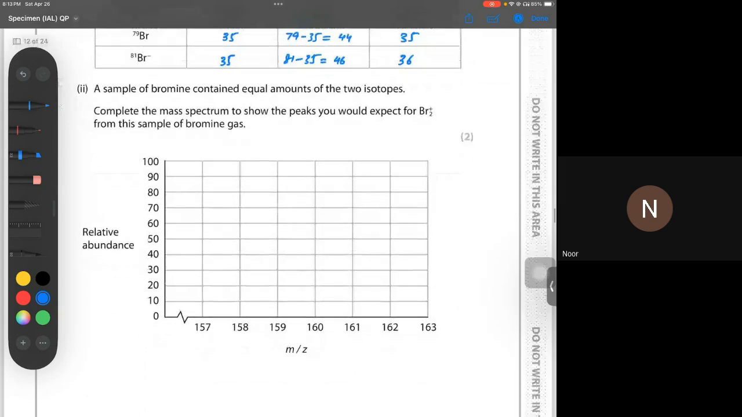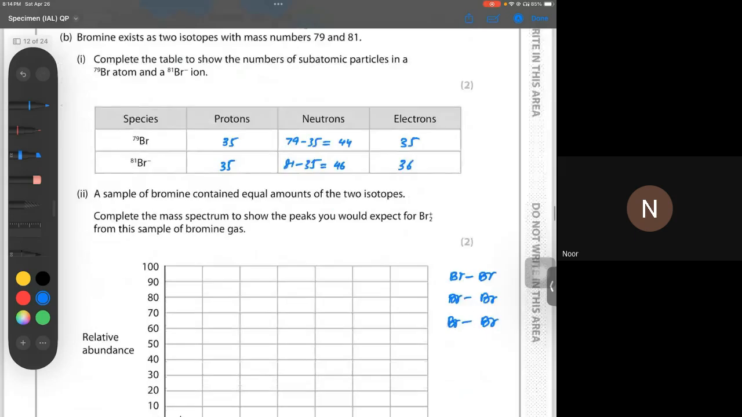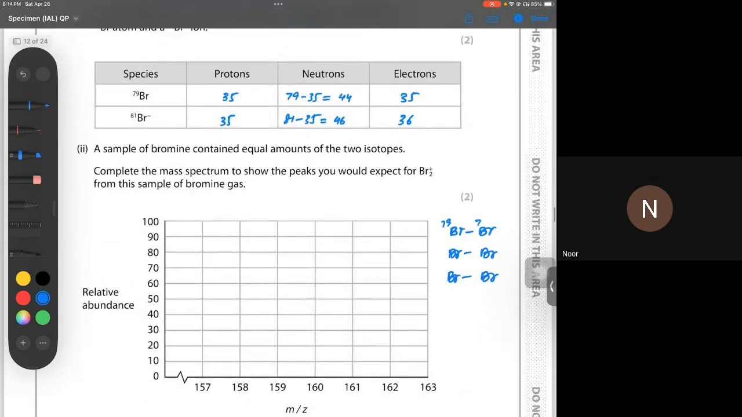A sample of bromine contained equal amounts of the two isotopes. Complete the mass spectrum to show the peaks you would expect for Br2 positive. From this sample of bromine gas, Br2 positive, we have three possibilities. Bromine has two isotopes, 79 and 81: 79-79, 81-81, 81-79.